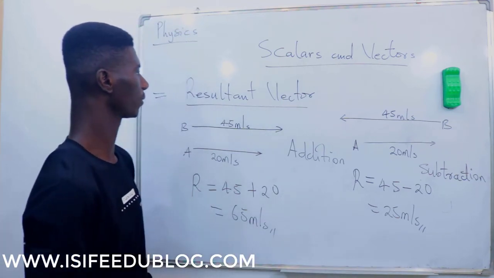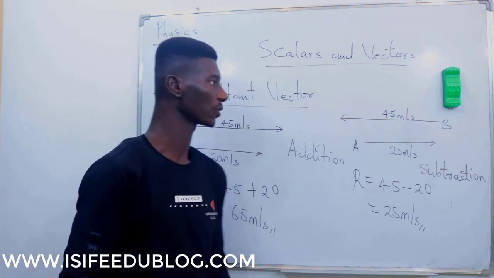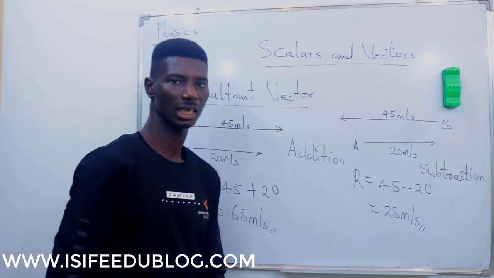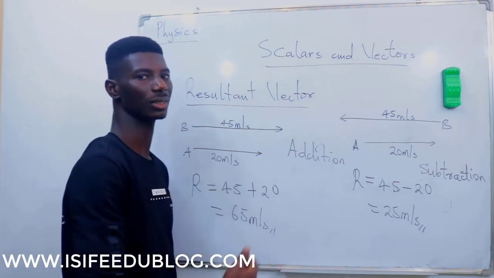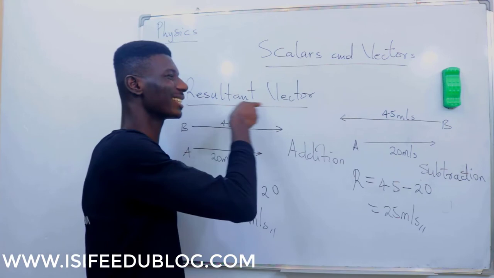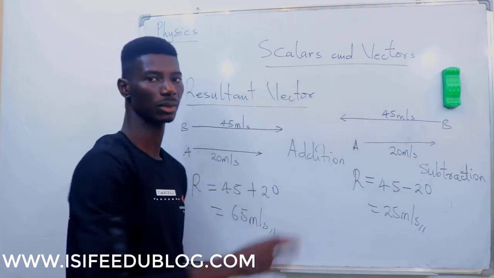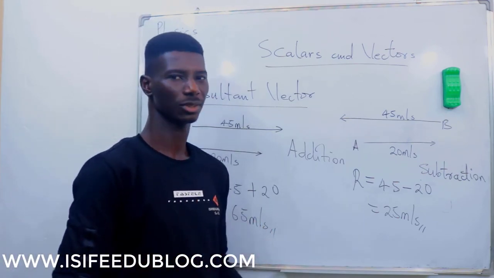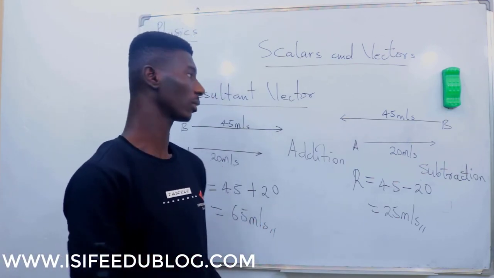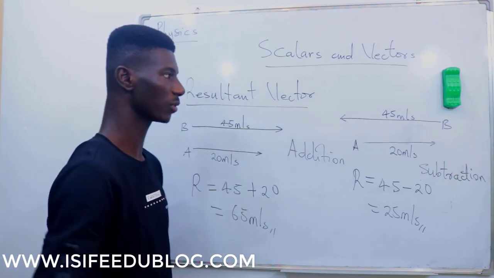Now let's go over to methods of solving vectors. Anytime you are referring to methods of solving vectors, what you are talking about is methods to get the resultant vector. Anything you are doing in this particular topic is all about how to get your resultant vector. That is all. Different methods in which you can get your resultant vector. So let's move over to that now.